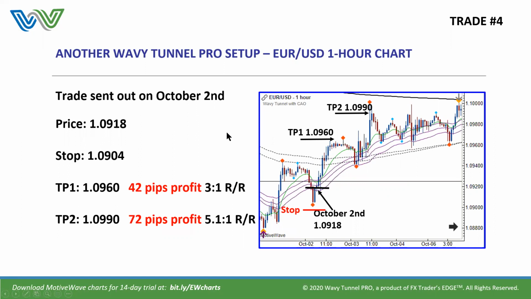Here is another one, the euro, the hourly chart. The trade was sent out at this price, the stop was below the lows, and 2 profit targets were sent out based on Fibonacci. The first trade generated 3-to-1, the second 5-to-1.